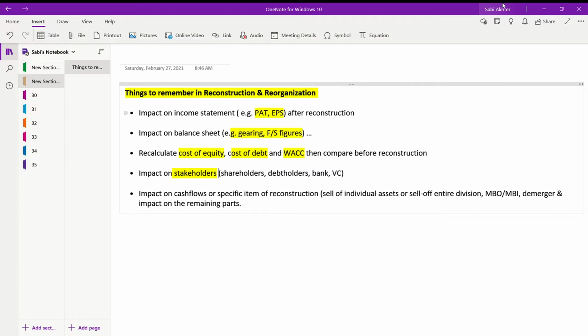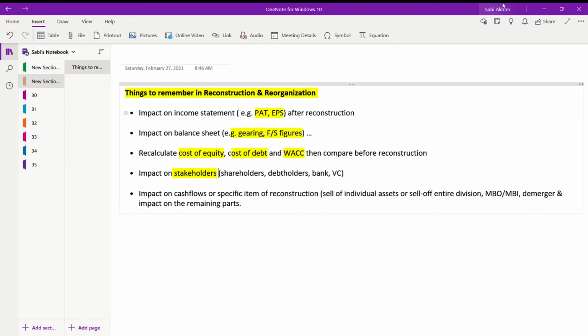So all these things, you have to write. Coming to the last point, impact on cash flow, a specific item of reconstruction. Sometimes for reconstruction, they will specifically tell you what is the impact on this item. They will specify. That's why it was a specific item. I don't know what the specific item is because it differs from case study to case study. But cash flow, yes, impact on cash flow.